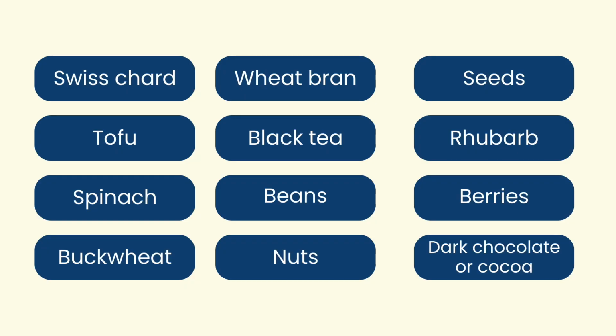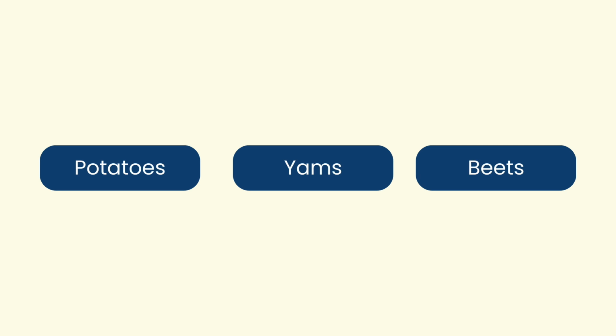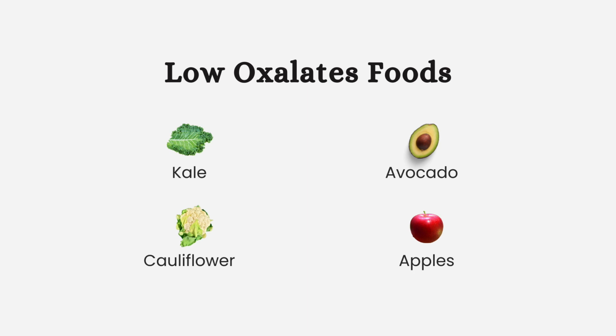So these are your high oxalate foods: Swiss chard, tofu, spinach, buckwheat, wheat bran, black tea, beans, nuts and seeds, rhubarb, berries, dark chocolate, cocoa, things like that. Potatoes, yams, beets. Now, some low oxalate alternatives might be kale, cauliflower, avocado, apples. Those are low oxalate foods.